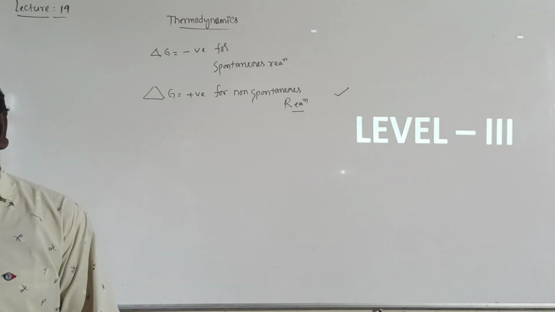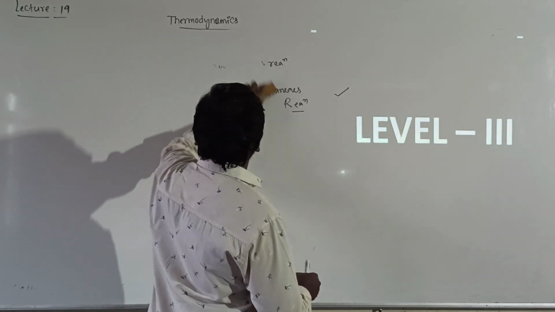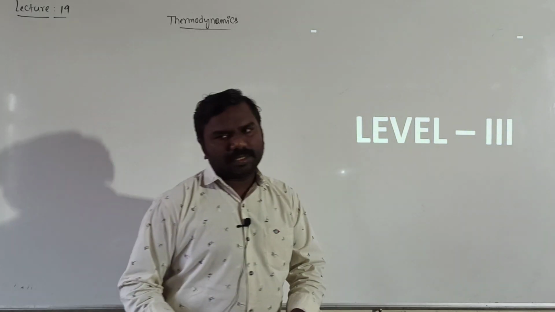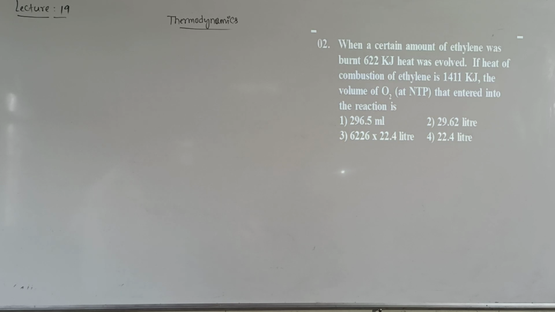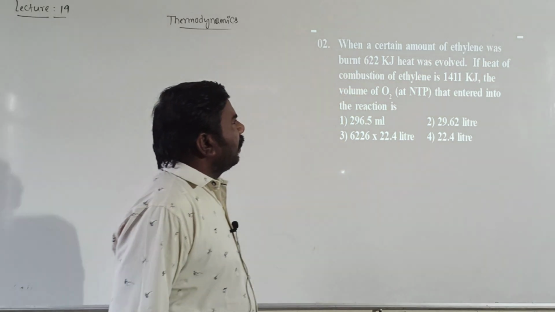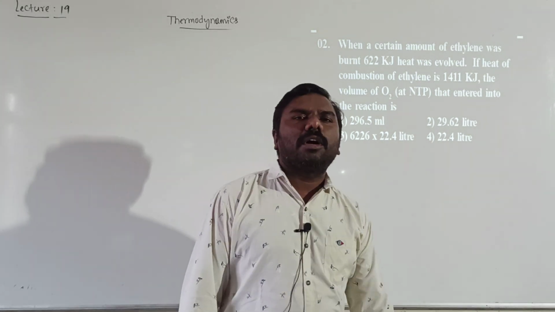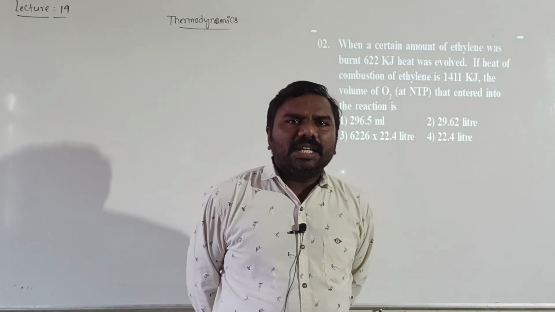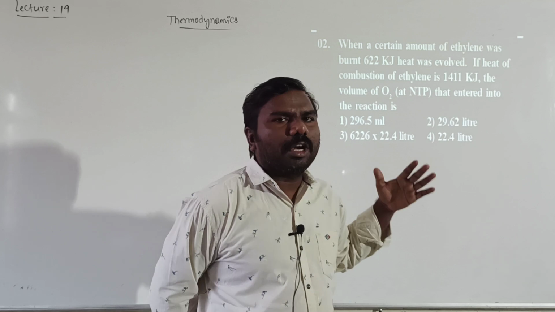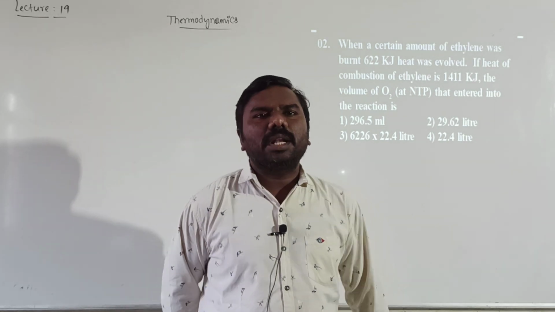Next, level 3 bits, we'll discuss a few level 3 bits. So in that, the first question is in level 3. When a certain amount of ethylene was burnt, 622 kilojoules heat was evolved. If the heat of combustion of ethylene is 1411 kilojoules, the volume of O2 that entered into the reaction is how much?